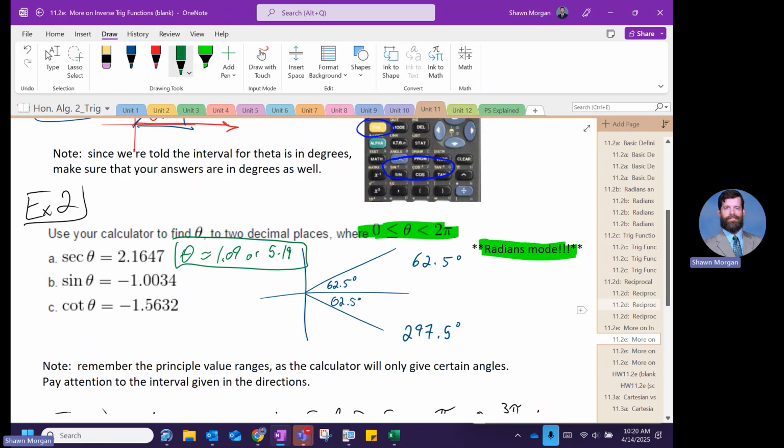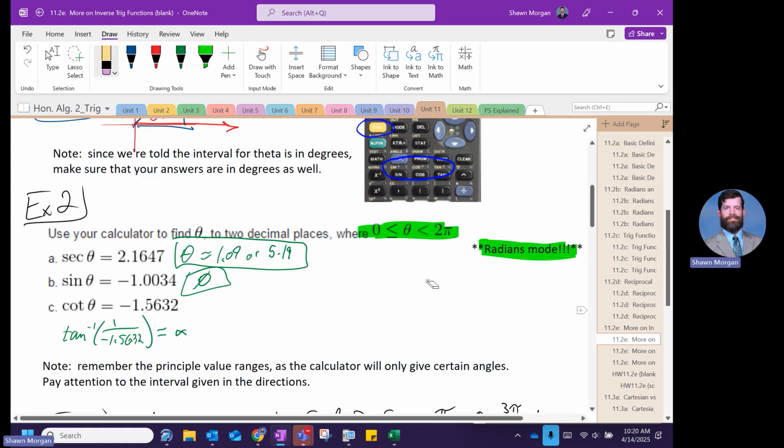Now, if you were to test that out, what would you do? You would do inverse sine of negative 1.0034, and you get an error message. So here we would say, no such solution. And then like we talked about a minute ago with cotangent, we would just say, let's do inverse tangent of 1 over negative 1.5632. That's going to give me my reference angle. For tangent, that reference angle is going to be in the second quadrant. Actually, this would probably be instructive to look at one where it gives you a second quadrant answer. Has anybody already run that to get an answer?